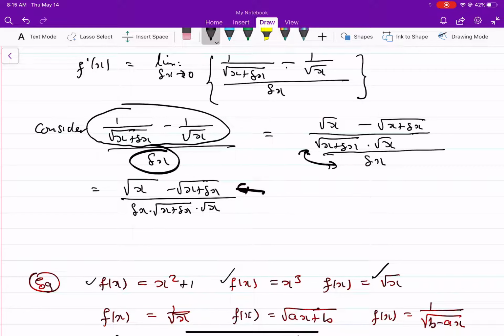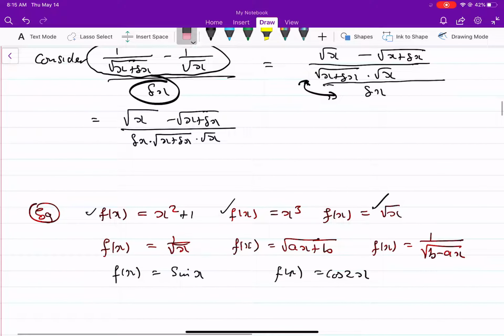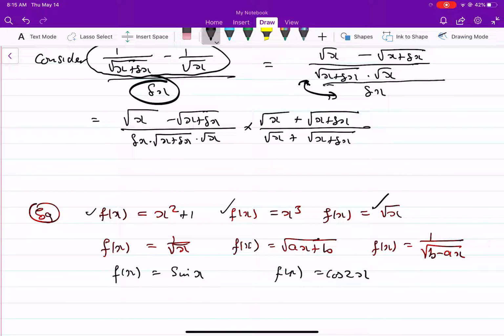All right, now we're not finished yet, because even if you substitute delta x equals 0 here, you'll get 0 upon 0. So it looks as if we have to rationalize the numerator in this case again. So I'm going to multiply top and bottom by the root of x plus the root of x plus delta x upon the root of x plus the root of x plus delta x, like so.